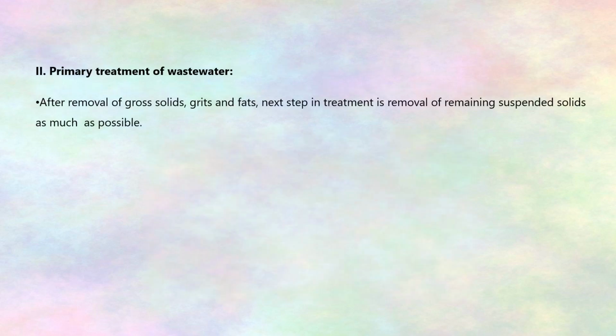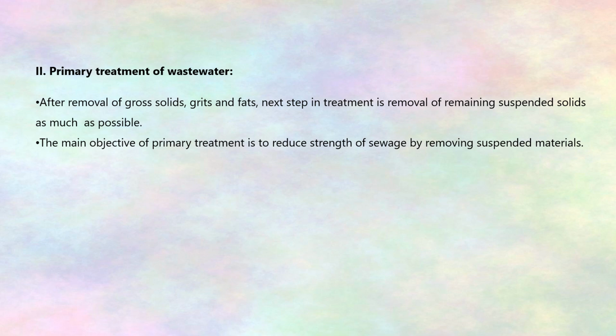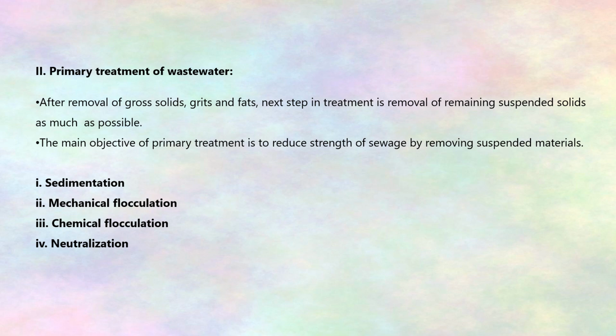Primary treatment of the wastewater. After removal of gross solids, grits, and fats, the next step in the treatment is removal of the remaining suspended solids as much as possible. The main objective of primary treatment is to reduce the strength of sewage by removing suspended materials. Sedimentation, mechanical flocculation, chemical flocculation, and neutralization are the methods.